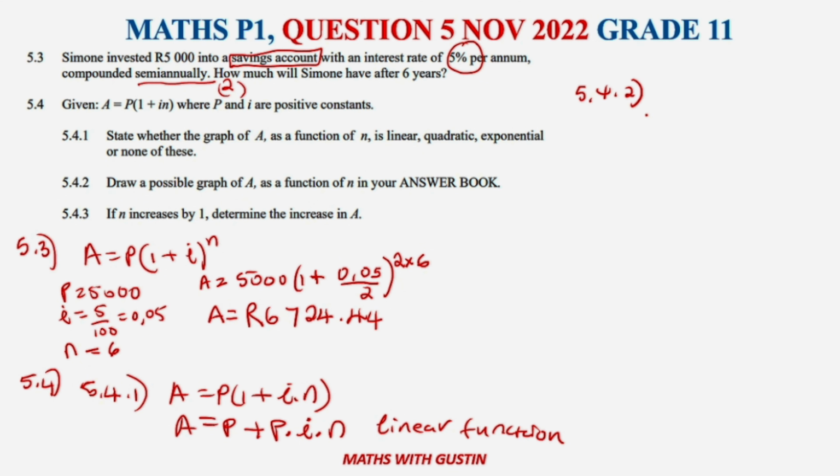5.4.2, what are they asking? They said draw a graph of A as a function of n in your answer book. Okay, so now we can see here that m is equal to pi. Then they already told us that P is positive, so it's greater than 0, I is positive, so it's greater than 0 as well, and m is also positive.